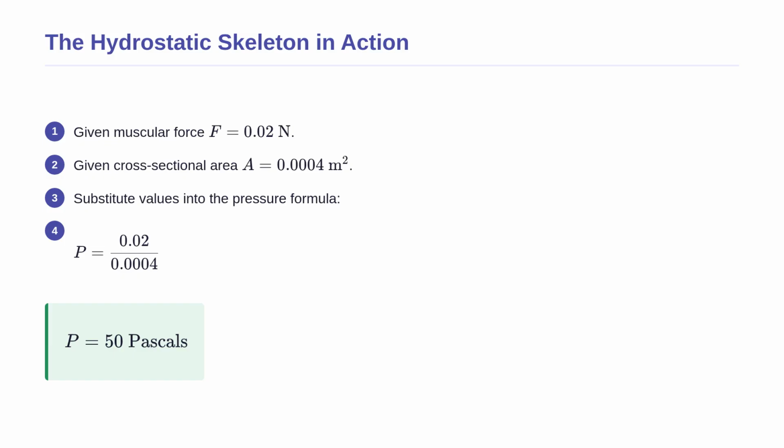Now that we have our pressure formula, let us calculate the actual pressure an earthworm generates. We are given that the worm's circular muscles contract and apply a force of 0.02 newtons. This force is applied over a tiny cross-sectional area of 0.0004 square meters. We need to find out exactly how much internal fluid pressure the worm generates.